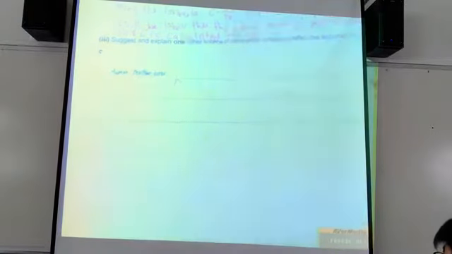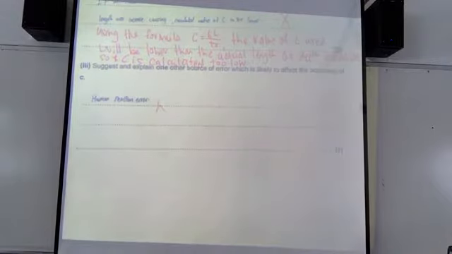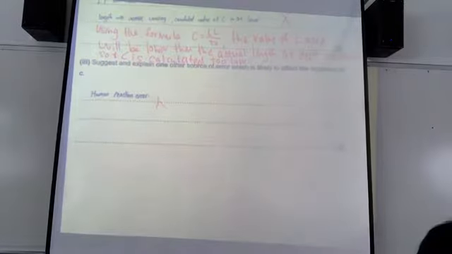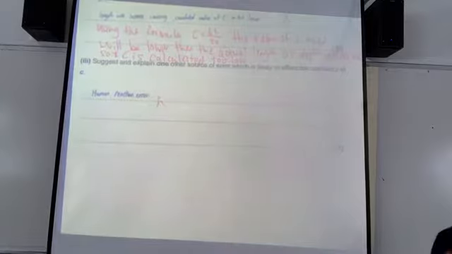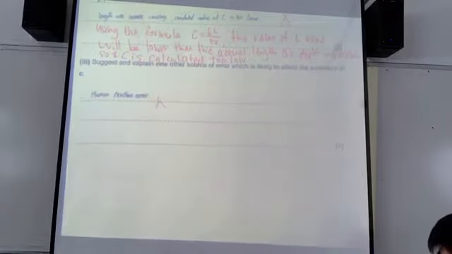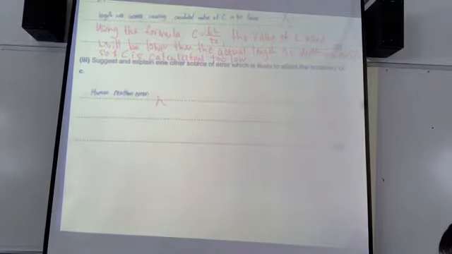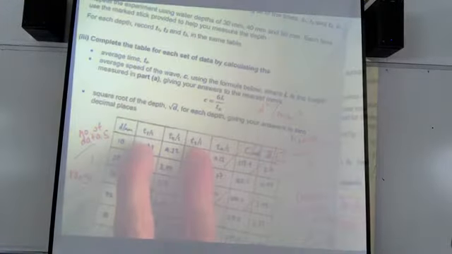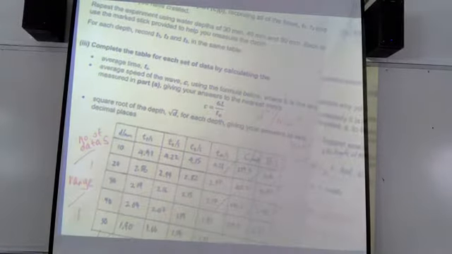So the last question is, suggest and explain one other source of error which is likely to affect the accuracy of C. Human reaction error. Now class, I need to tell you the truth. The truth is, I will not accept human reaction error. Why do you think we should not accept human reaction error? Yes, you already measure the time 3 times. So this is not a very nice thing to write down as a human reaction error.